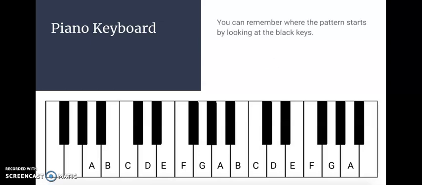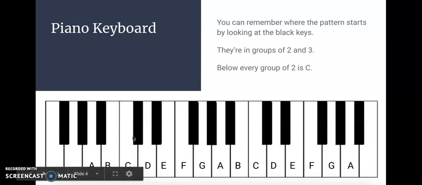We can remember where that pattern starts by looking at the arrangement of the black keys on the piano. If we look at them, they're in groupings of 3 and 2. 3, 2, so on and so forth. If you look right below every group of 2, there's a C right here. And right below every group of 3 is an F right here.